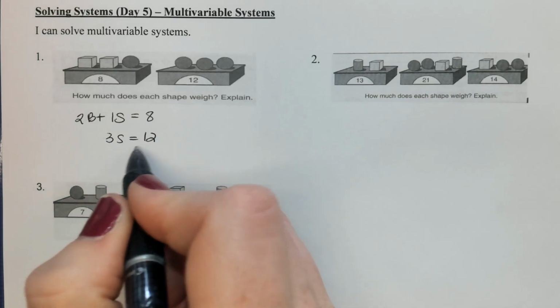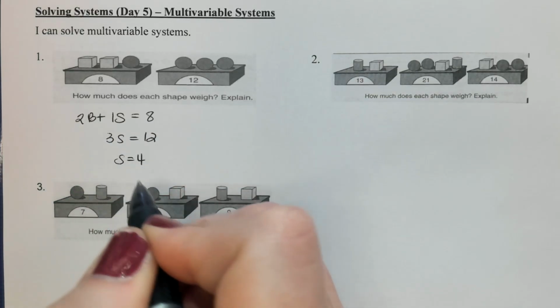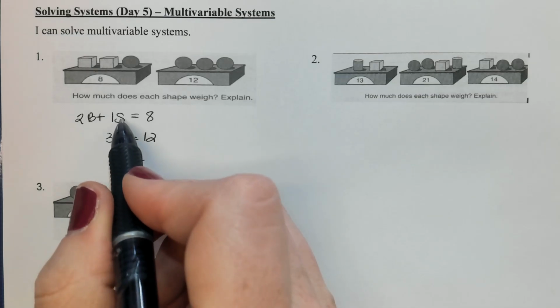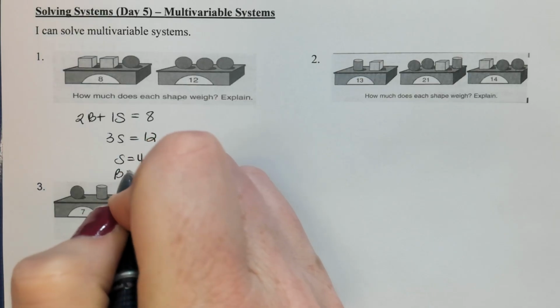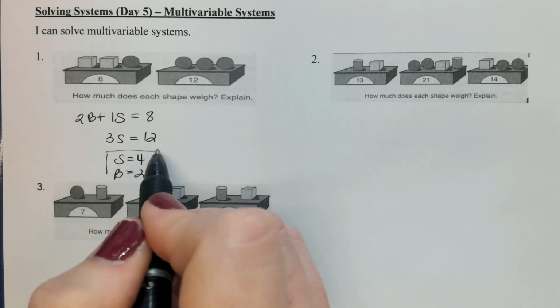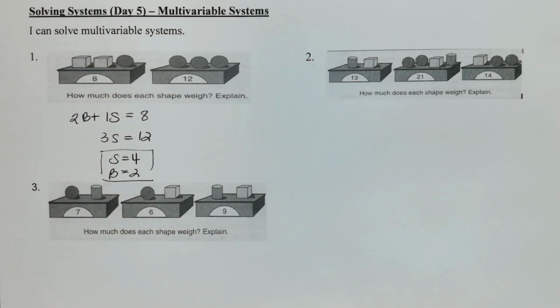So it's kind of easy to figure out how much a sphere weighs. Each sphere is 4. And then I can just take that off of there, divide what's left, and I find out that my blocks are worth 2. Sounds pretty easy. That's a 2 by 2, pretty straightforward.